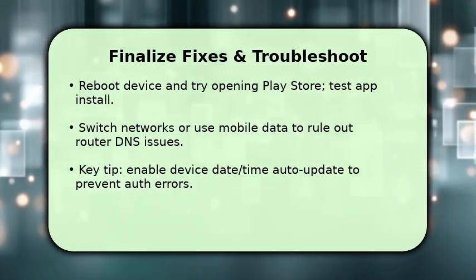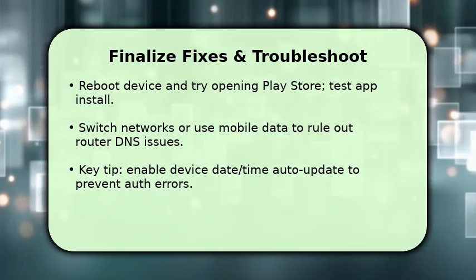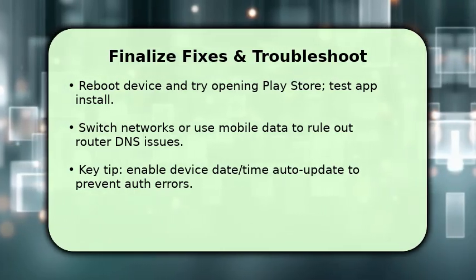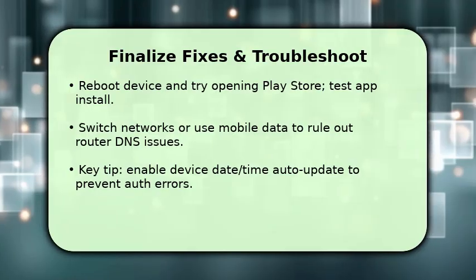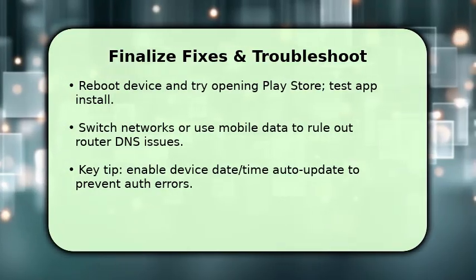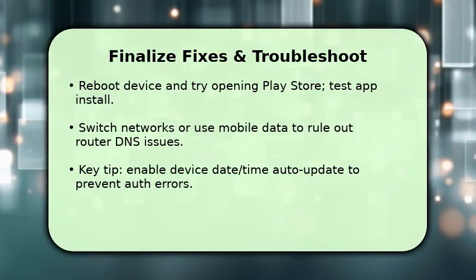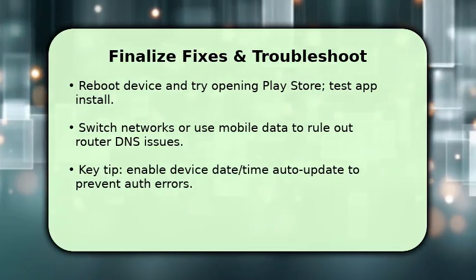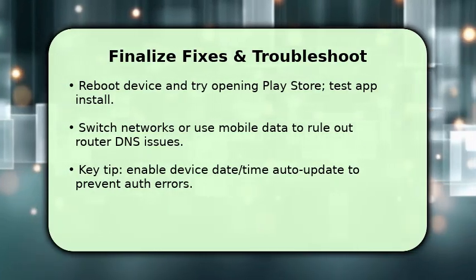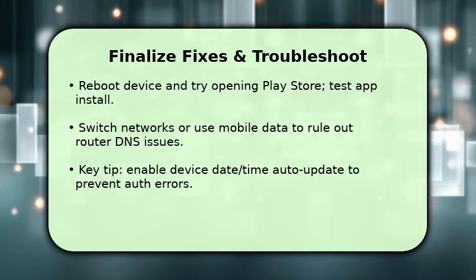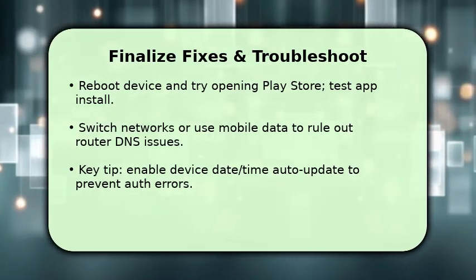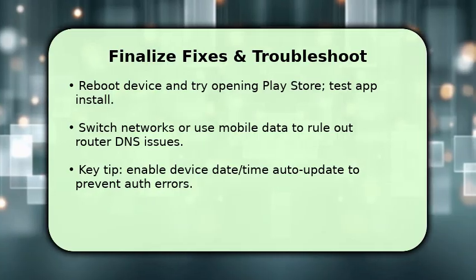If the problem persists, switch to another network or use mobile data to rule out router or DNS problems. Also check VPN or proxy settings, and disable them temporarily. If you still see errors, clear the Google Services Framework cache or perform a safe mode test to isolate third-party app interference. Make sure date and time are set to automatic. Incorrect settings can cause errors.